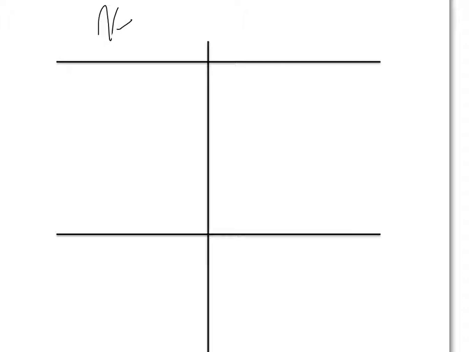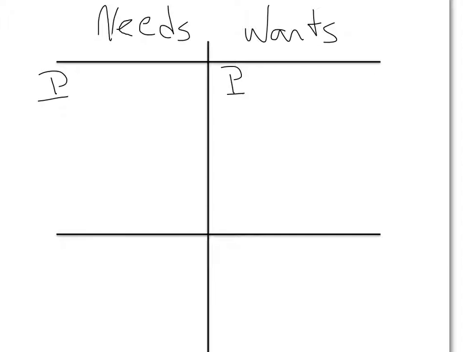Okay, let's get a little bit better here. Needs, wants. Okay, I'm just going to label that one P, because we know that this is personal needs and wants. Okay, this box down here we're going to label with an N. That's national needs and wants.